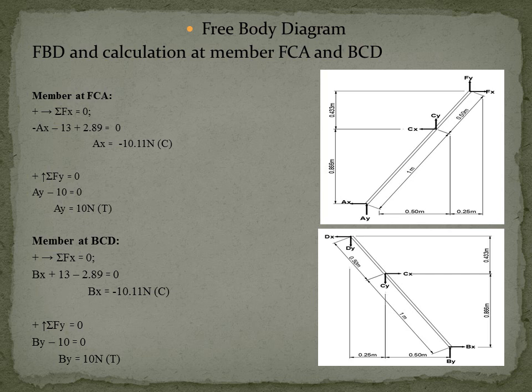Lastly, we move to the Fx and Fy equations at FCA member. After we calculate the Fx equation, we get Ax value is negative 10.11 Newton, that is, the force is in compression. While for the Fy equation, after we calculate, we get Ay is equal to 10 Newton and the force is in tension. And then we do the same equations at member BCD.